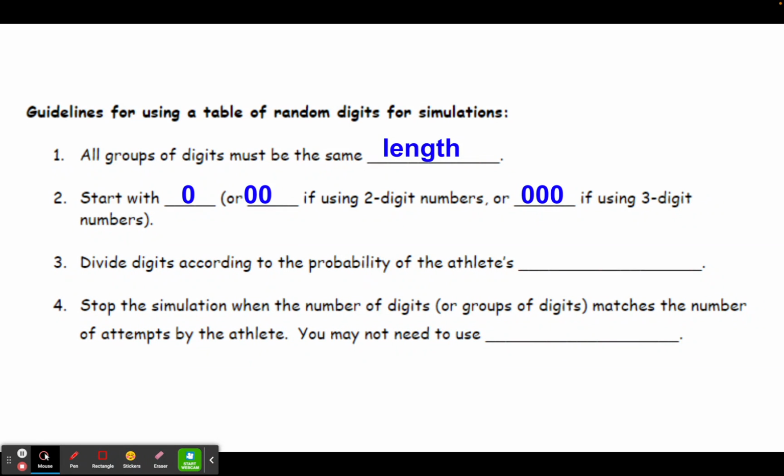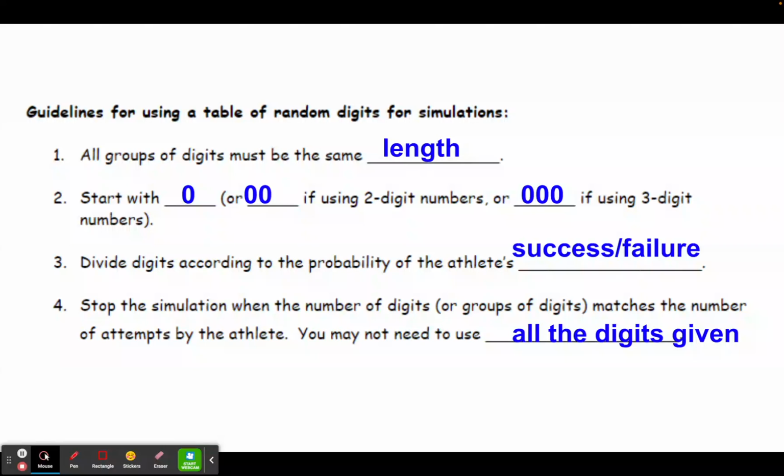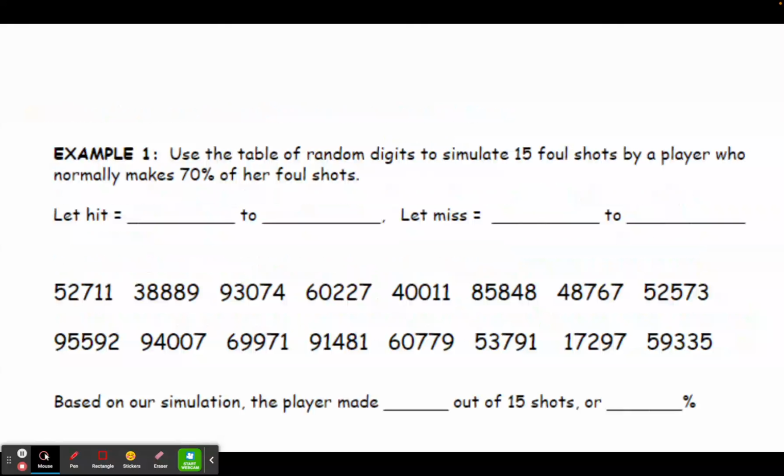You're going to divide the digits according to the probability of the athlete's success or failure, based on their ability or what you think their ability is. You stop the simulation when the number of digits or groups of digits matches the number of attempts by the athlete. You may not need to use all of the digits given. Sometimes you'll use just a very small number of them, and sometimes you'll use more than one row. It depends on how many performances the athlete is attempting. We're going to do an example in your notes with one digit and three digits, and then in your assignment you'll try one with two digits to give you practice with all those different types.